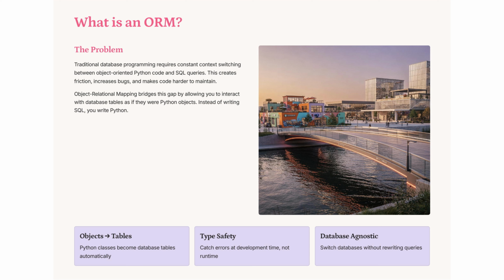Object relational mapping, ORM, solves the challenge of context switching between Python code and SQL queries. It allows developers to treat database tables as Python objects, enhancing type safety and reducing runtime errors. Object relational mappings are database agnostic, enabling seamless database transitions without rewriting queries, thus improving code maintainability and reducing bugs.